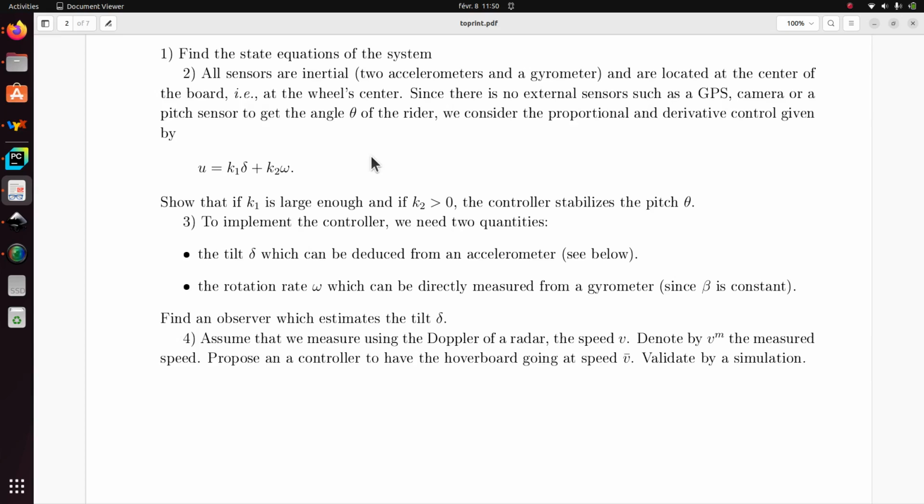To implement the controller, we need only inertial measurements. So we are not allowed to use delta, the tilt angle. We are only allowed to use accelerometers and the gyrometer. So from this we need to build an observer which gives an approximation of delta.